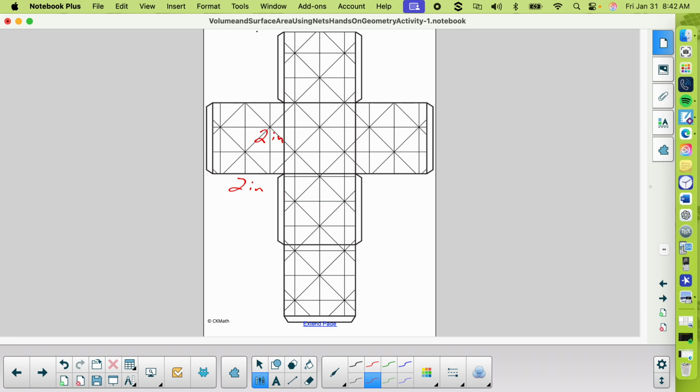So if each one of these 6 squares is 2 inches by 2 inches, what would be the surface area of this shape?